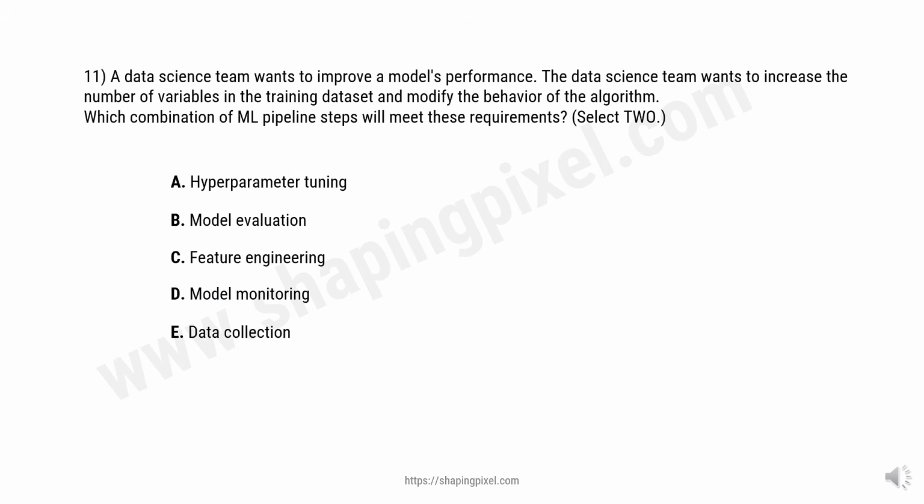Question number 11. A data science team wants to improve a model's performance. The data science team wants to increase the number of variables in the training dataset and modify the behavior of the algorithm. Which combination of machine learning pipeline steps will meet these requirements? Select any two options. Option A, hyperparameter tuning. Option B, model evaluation. Option C, feature engineering. Option D, model monitoring. And option E, data collection.